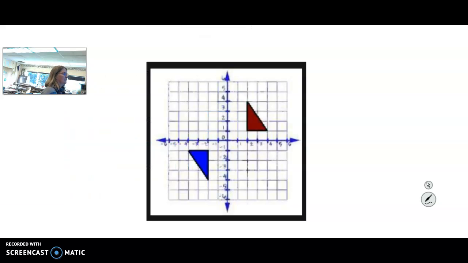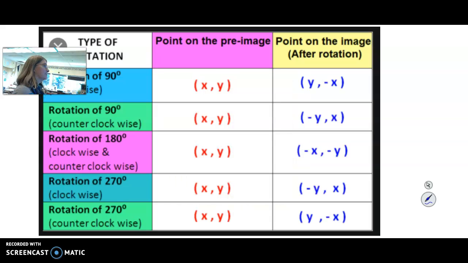I want you to think about, if the original is the red, we'll call this the pre-image A, and then instead of calling it B, we label it A prime, so that we know that that's the image. So what type of rotation is this? If you think about it, it has gone 180 degrees. So it's a 180-degree rotation, and it doesn't matter if you go clockwise or counterclockwise.